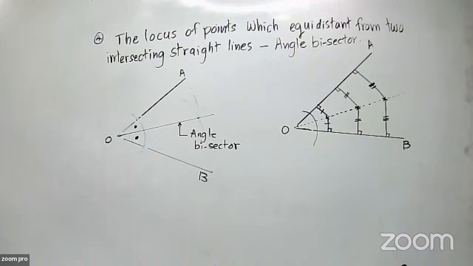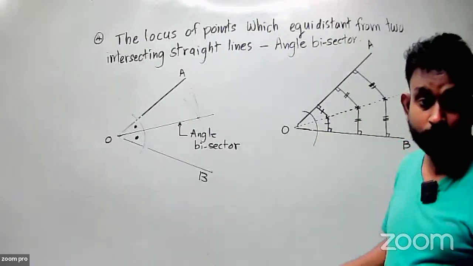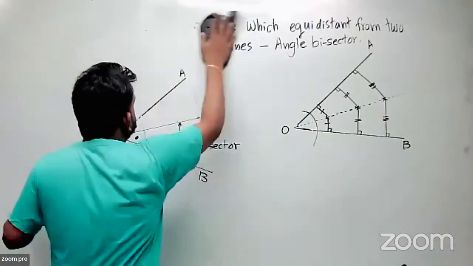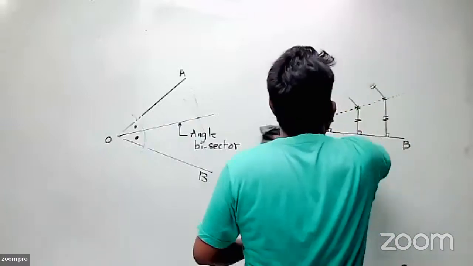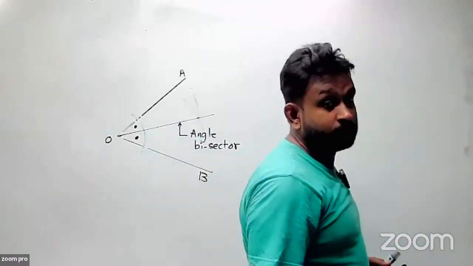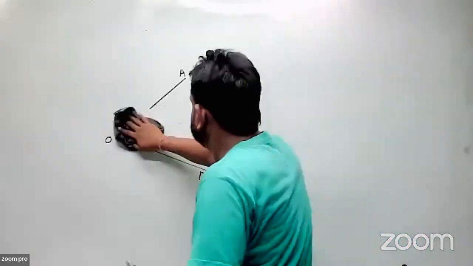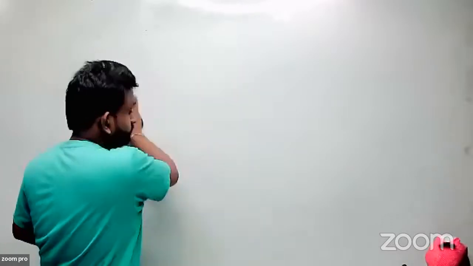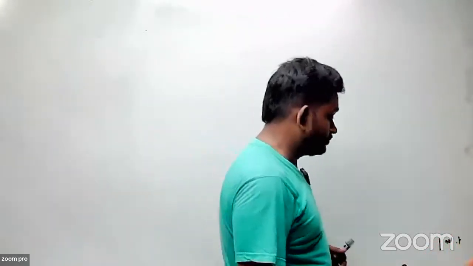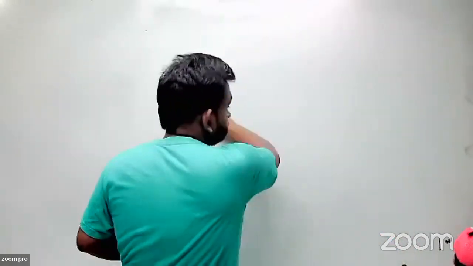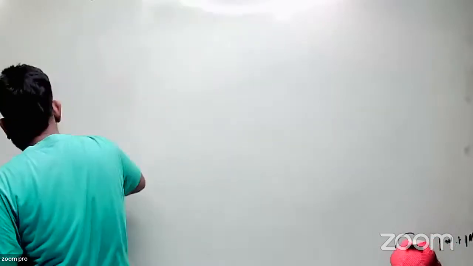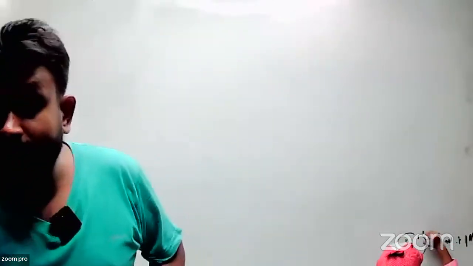Right. Have you finished the drawing? Right. So what is the fourth locus? Fourth locus is the angle bisector. Angle bisector. Okay. Right. So now tell me.